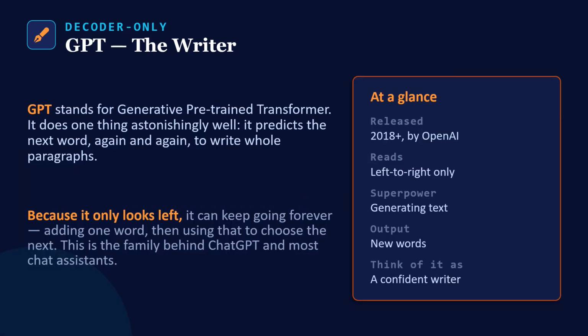Now let us meet GPT. The name stands for Generative Pre-trained Transformer, and GPT does one thing astonishingly well. It predicts the next word, then it does it again and again. Because it only looks to the left at what has already been written, it can just keep going: add a word, use that to pick the next word, and repeat. String enough of those together and you'll get full sentences, paragraphs and even code. This is the family behind ChatGPT and most of the chat assistants we have used.